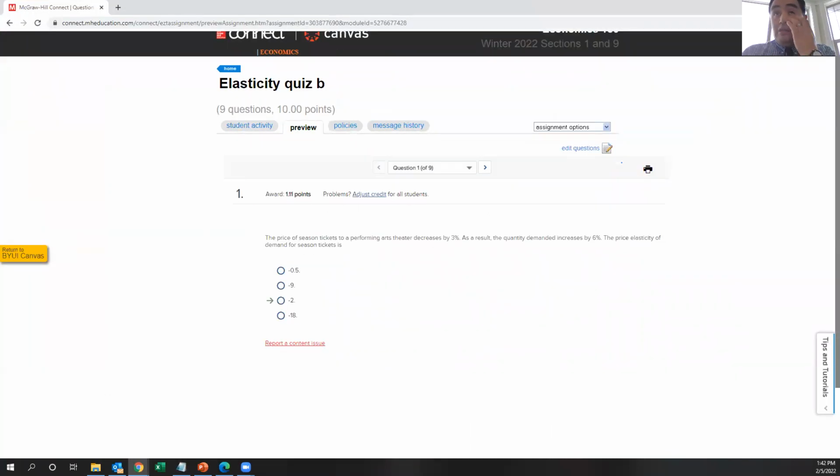Okay, the price of season tickets to the performing arts decreases by 3%. As a result, the quantity demanded increases by 6%. The price elasticity of demand for season tickets is, now you'll recall the formula for the price elasticity of demand is the percent change of quantity divided by the percent change of price. And so 6% divided by negative 3% comes to a value of negative 2.